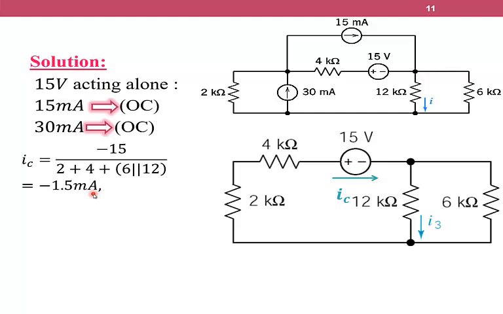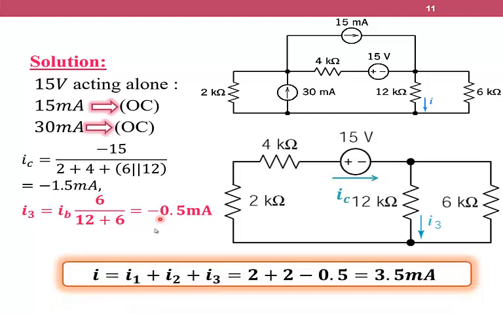And here do not forget the sign. After that, we are going to calculate I3 from IC by using current divider rule. So I3 equals IC multiplied by 6 over 12 plus 6, which will give us minus 0.5 milliampere. Right now, we are applying the algebraic sum of superposition. I equals I1 plus I2 plus I3, which will give us 3.5 milliampere.